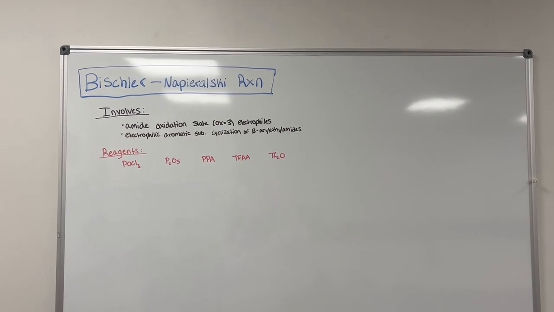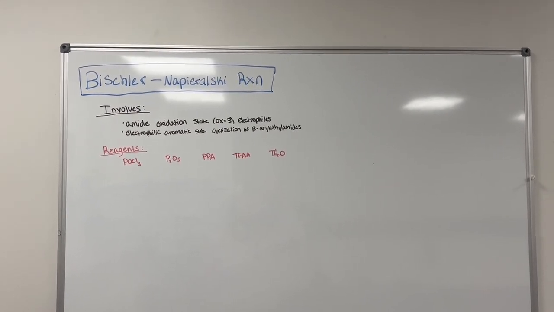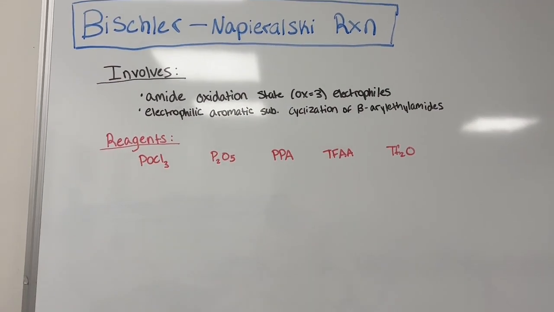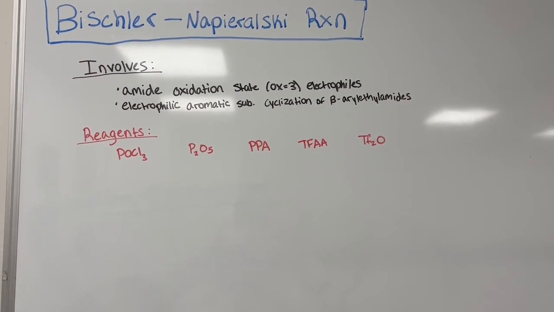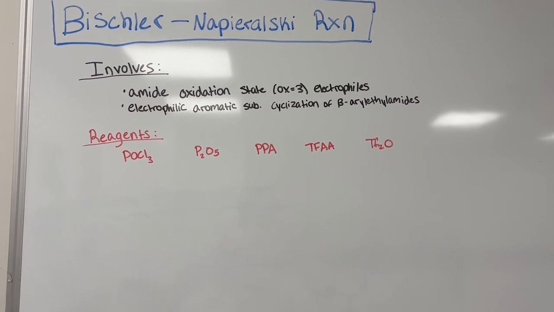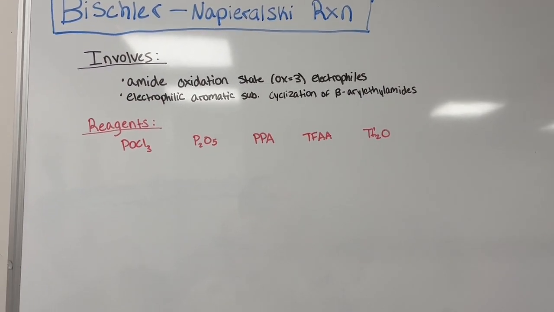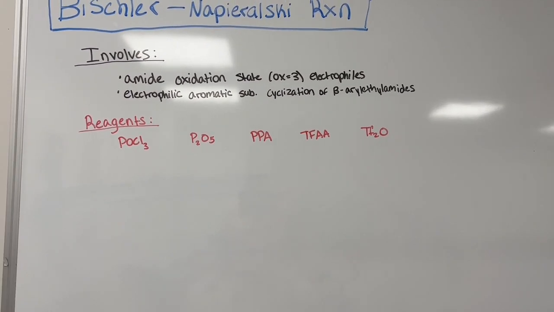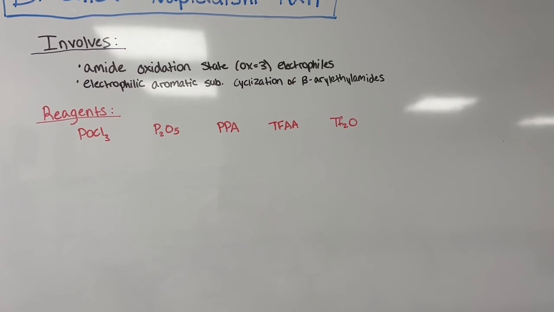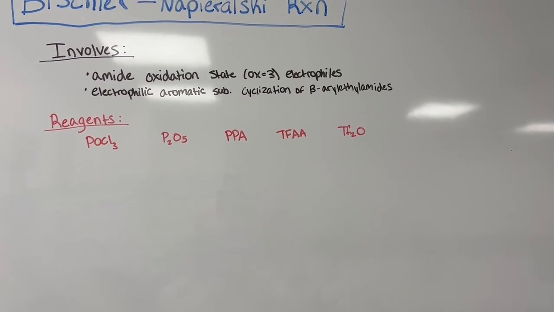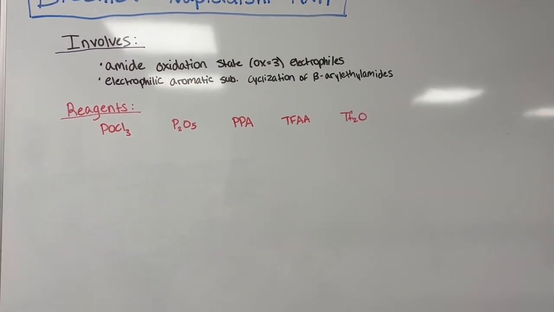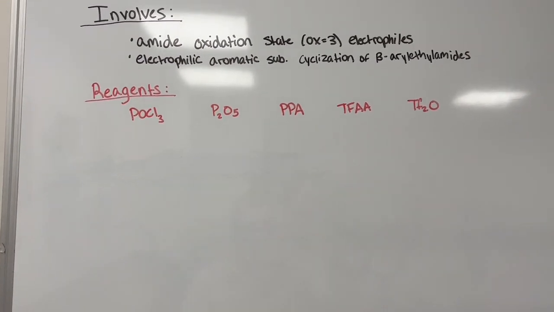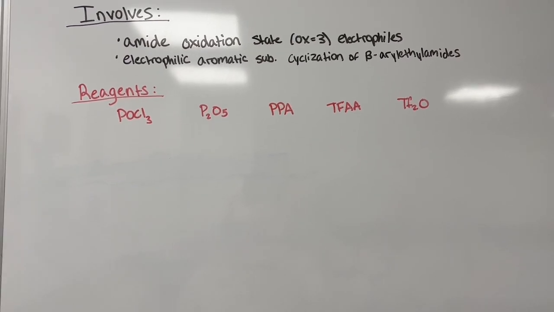The first reaction that I'm going to cover is the Bischler-Napieralski reaction. Some key things about the reaction are that it involves electrophiles that are amines, or amides, so that means the oxidation state is 3, and it's considered an electrophilic aromatic substitution cyclization of beta ethylamines. That's a mouthful. Anyways, since this is an oxidation reaction, the reagents are oxidative reagents.